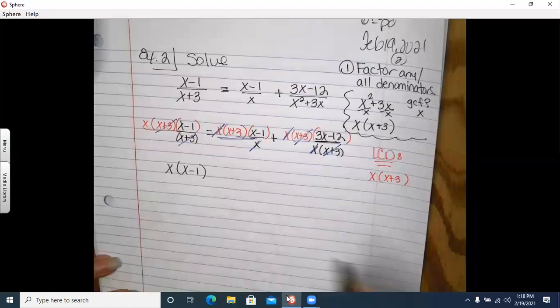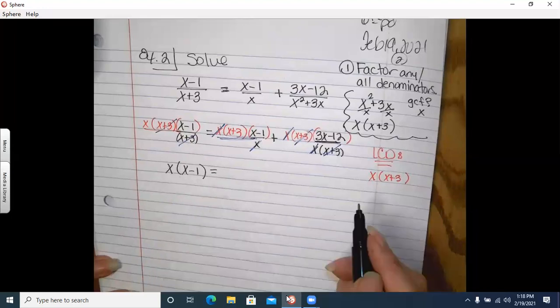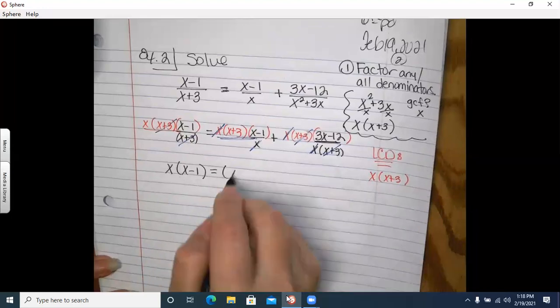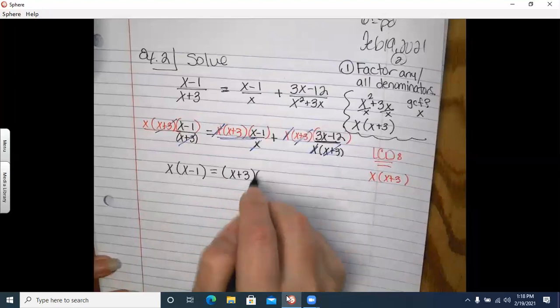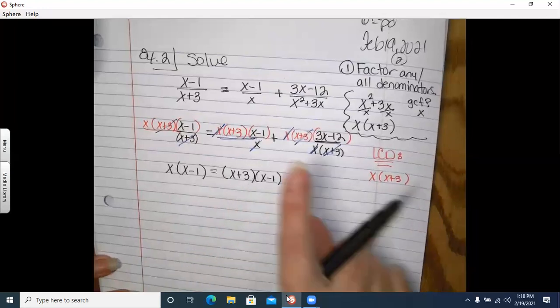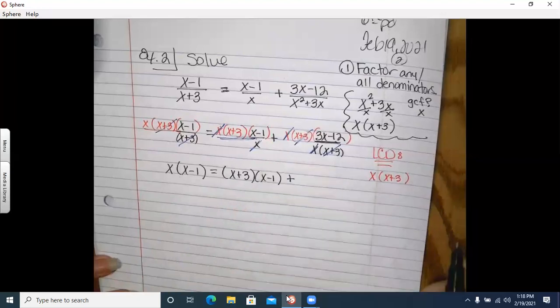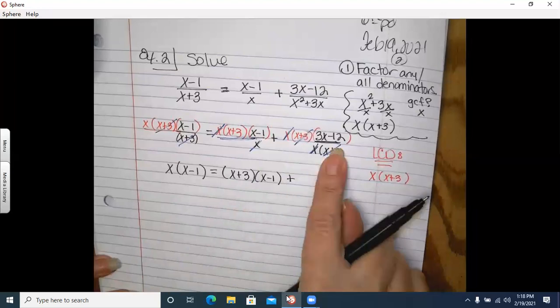Bring down your equal sign. In the next fraction, I have X plus 3 times X minus 1. I have two binomials. And then I'm adding, I do whatever the problem said, whatever those signs are, I'm adding. The last term, everything canceled except for 3X minus 12.